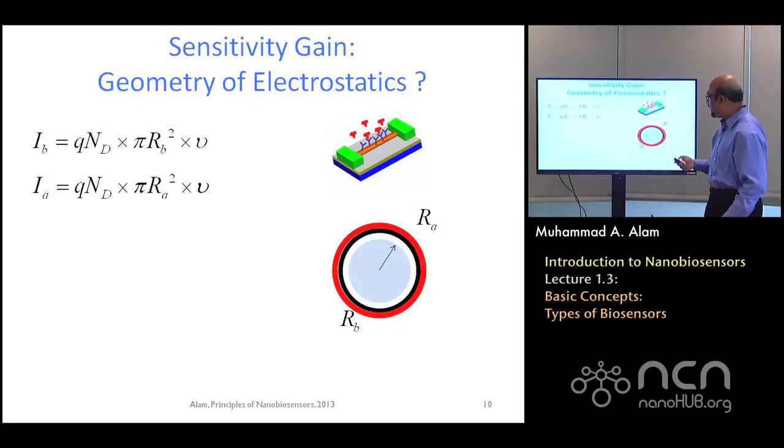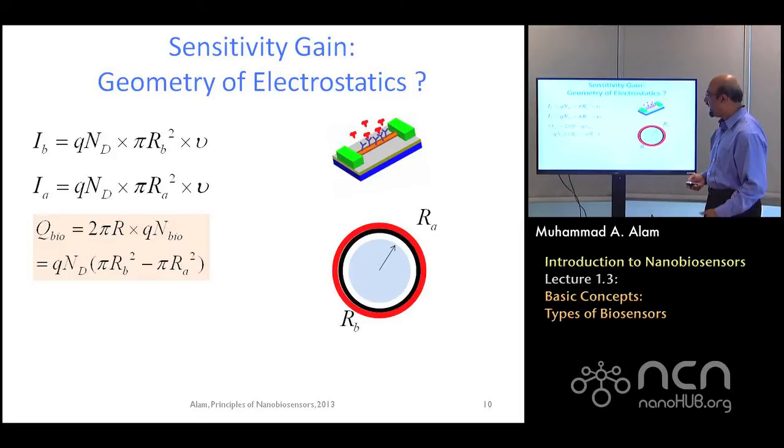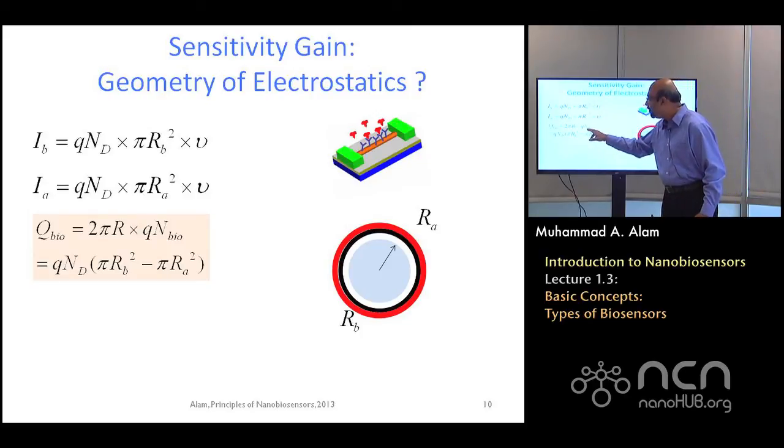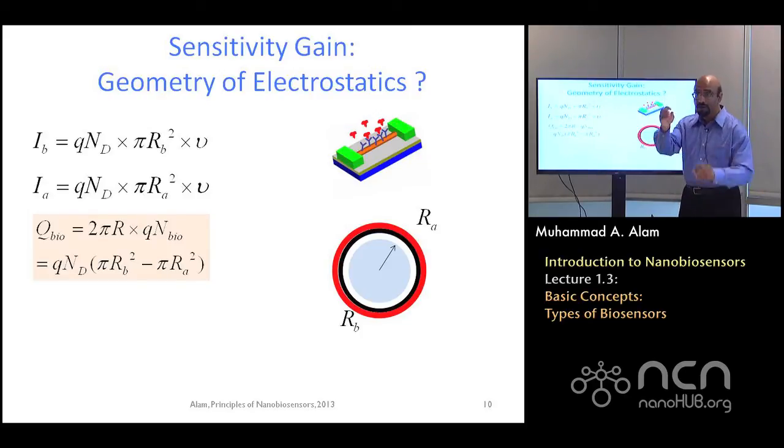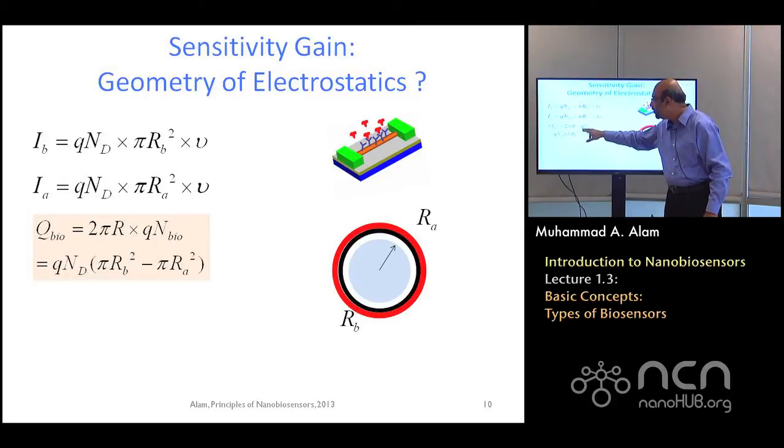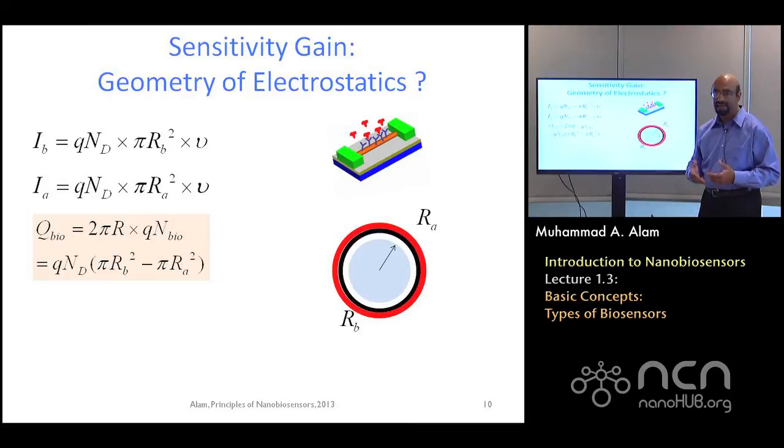Now you can immediately make a connection between the two by realizing that the number of biomolecules that you capture, remember the molecules were floating around and then they landed on the sensor surface and they got conjugated. If the number, let's say, is n bio, and 2 pi r is the radius. The r here, you can think about R_B, which is the radius before the depletion has occurred, the geometric radius.